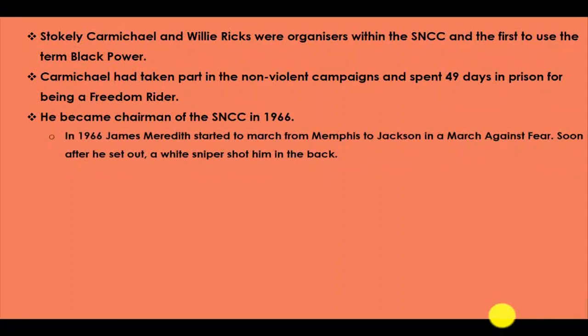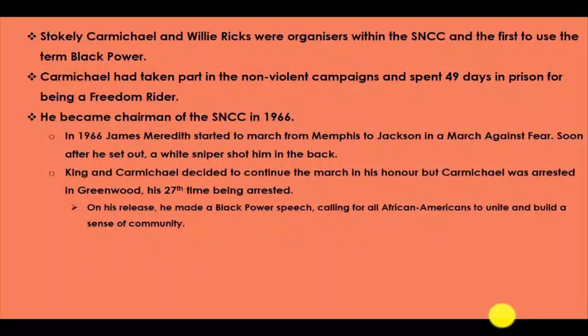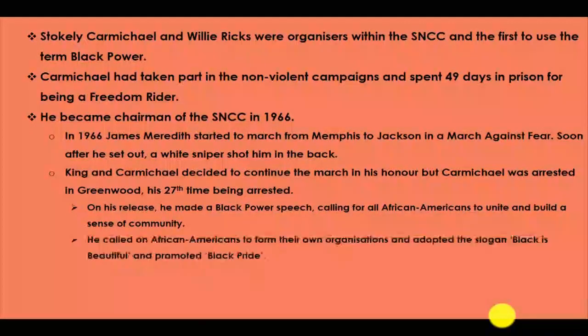In 1966, James Meredith started to march from Memphis to Jackson in a march against fear, and soon after he set out, a white sniper shot him in the back. King and Carmichael decided to continue the march in his honor, but Carmichael was arrested in Greenwood, which was his 27th time being arrested. On his release, he then made a Black Power speech calling all African Americans to unite and build a sense of community.